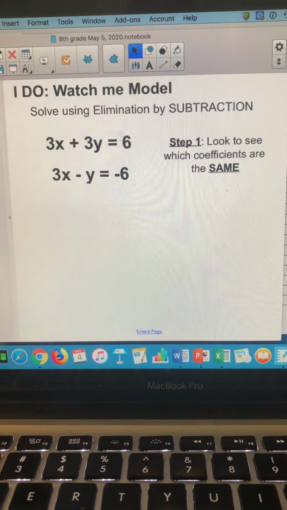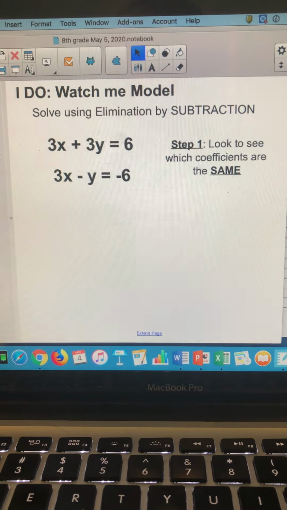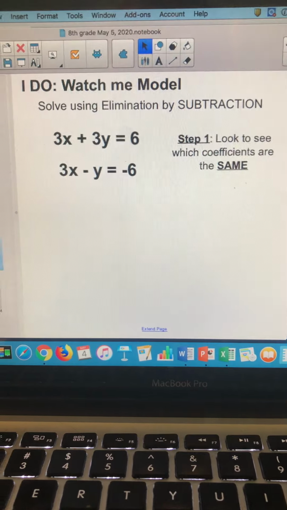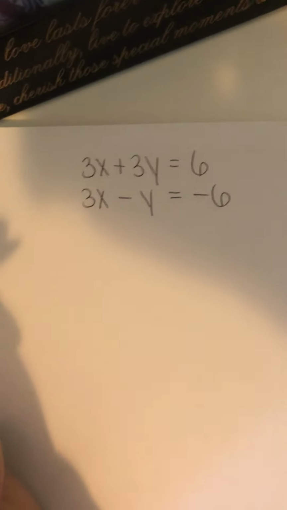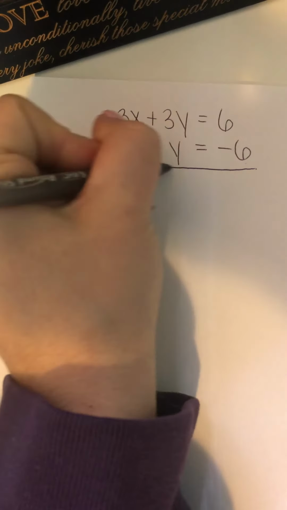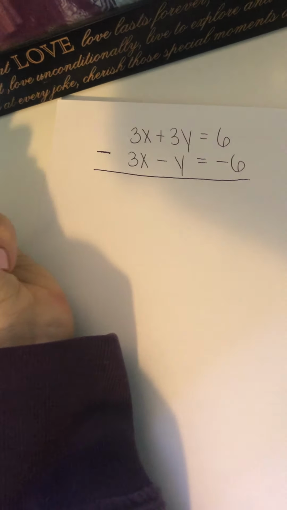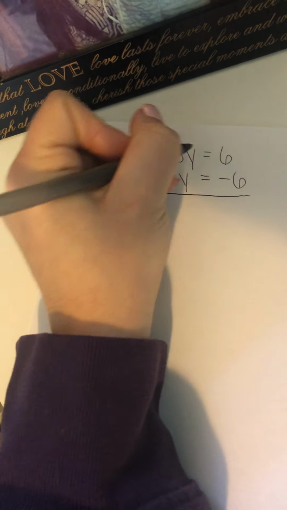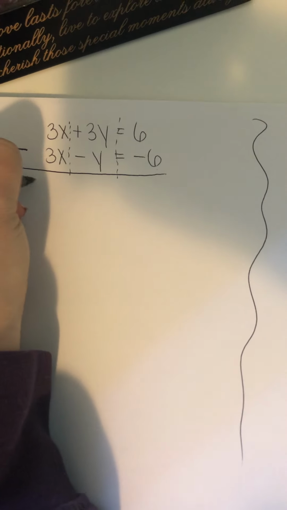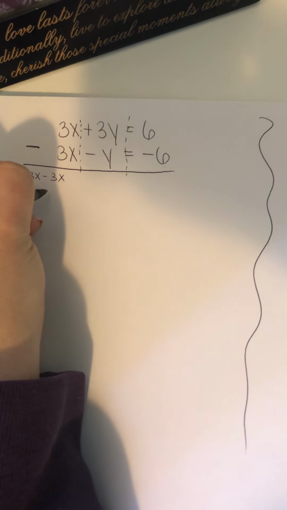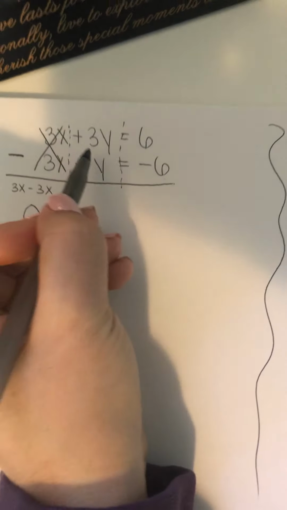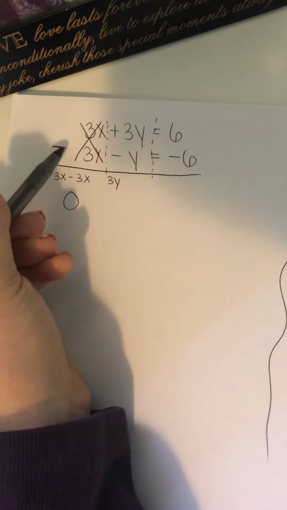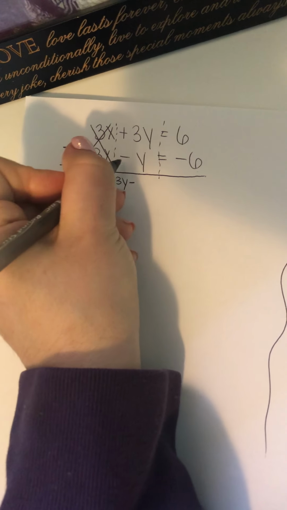Okay, so step 1, we look to see which coefficients are the same, and I hope by now you are seeing that 3x and 3x are the same. So we're going to use subtraction this time to eliminate. So I have that equation right here. So I'm going to put my equation line, I'll put my minus symbol, and then I'm going to separate my terms with my vertical line. Okay, so here we have 3x minus 3x. That's going to give us 0, so our x's will be eliminated. Okay, then we have 3y minus -y.